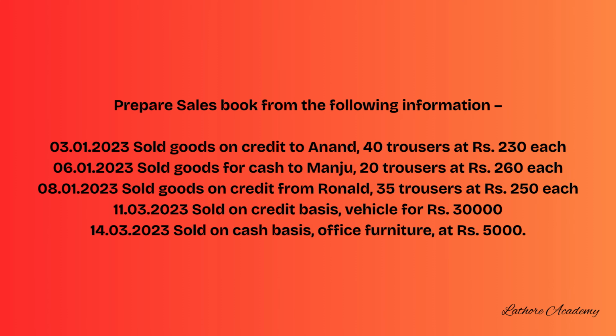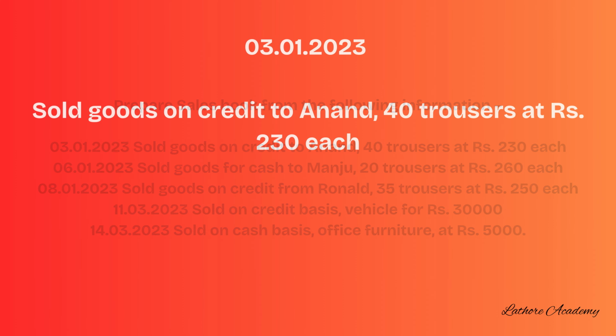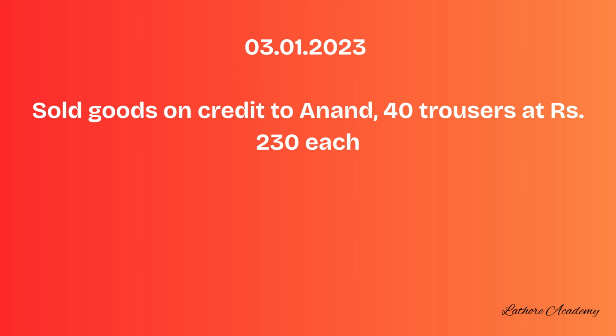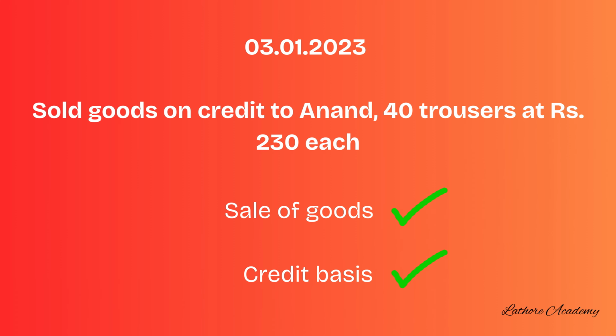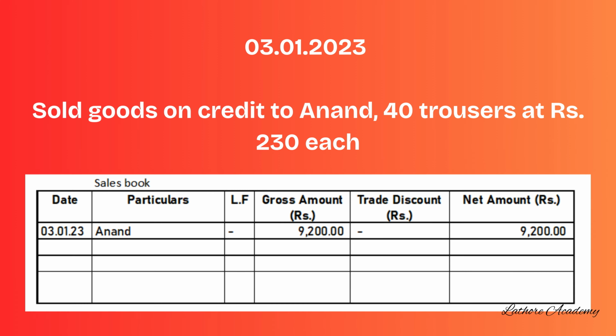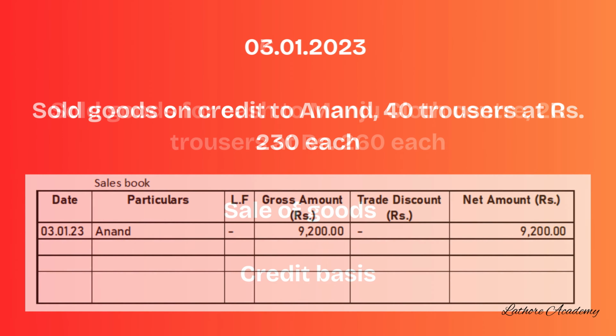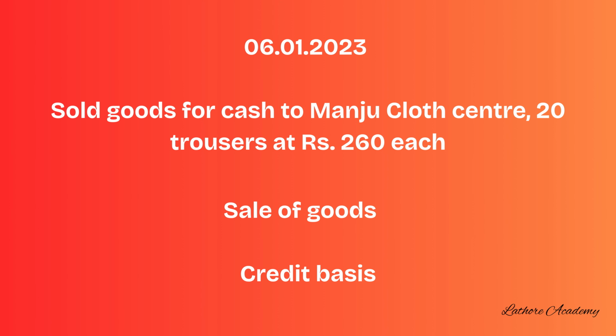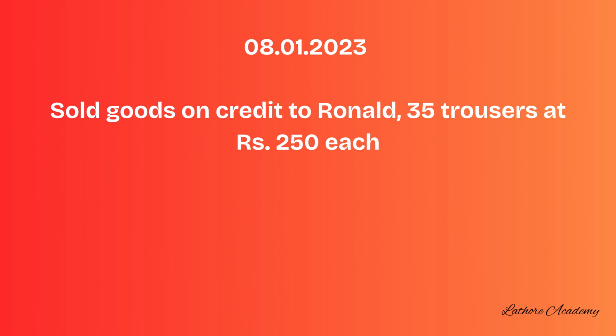First transaction, 3rd January 2023, sold goods on credit to Anand. Since it is goods and on credit basis, this will appear in the sales book. Second, on 6th January, sold goods for cash to Manju Cloth Center. Students, this involves cash, hence it will not come in the sales book, it will be recorded in the cash book.